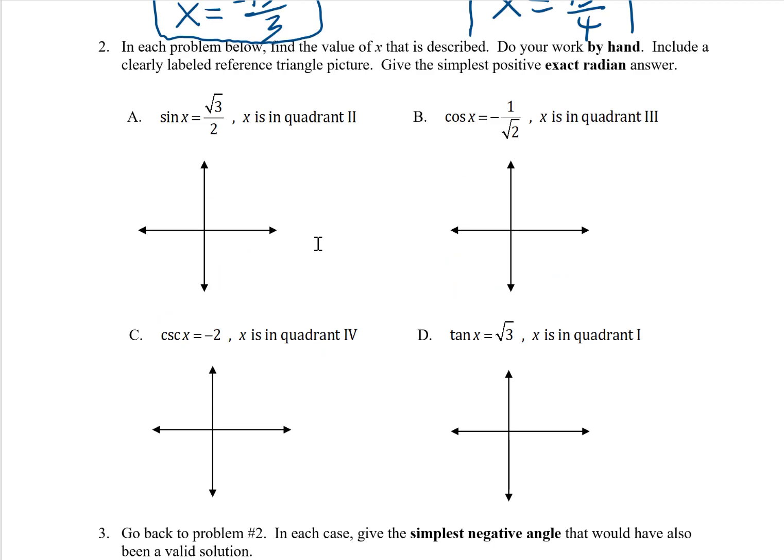Problem number 2, we're looking for x. In each case, it looks like x is an angle being stuck into one of our trig functions. We want to do this by hand. We're giving exact radian answers using reference triangle pictures.